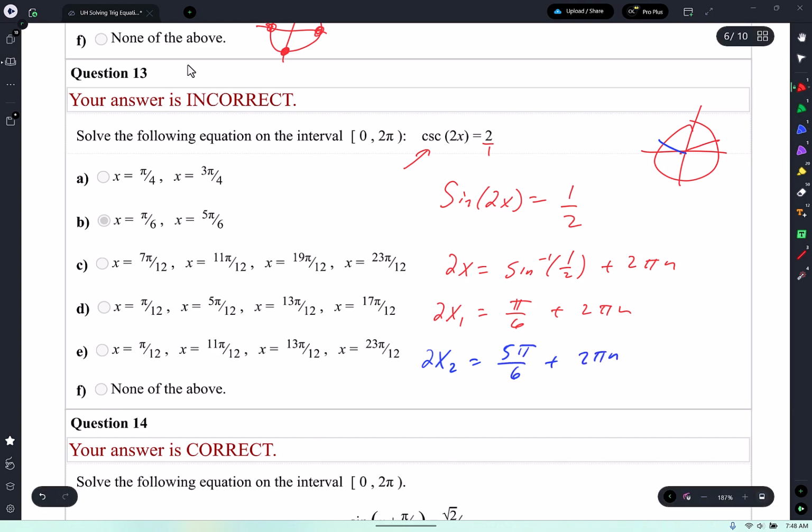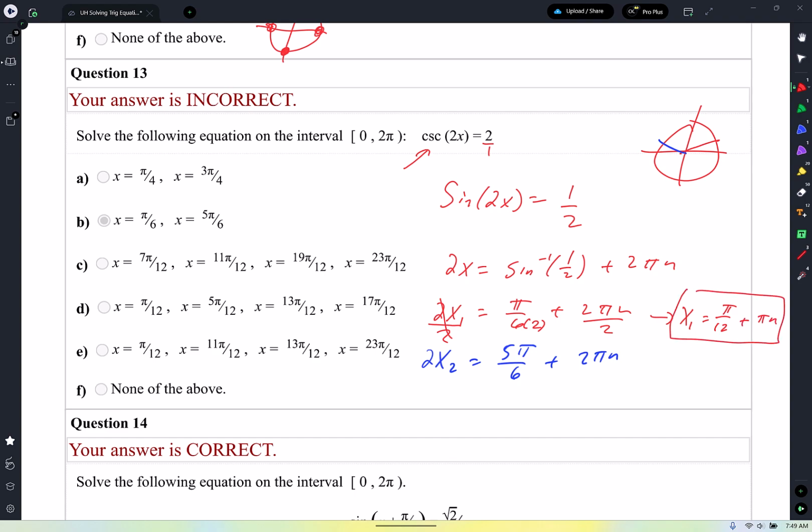So let me go back to red. And then to get x1 by itself, you just divide by 2. Put the 2 next to that 6 there. So from there, I get x1 equals pi over 12 plus pi n. Here's my general expression. I'm doing the same thing with x2 here. Divide by 2, divide by 2, divide by 2. x2 equals 5 pi over 12 plus pi n.